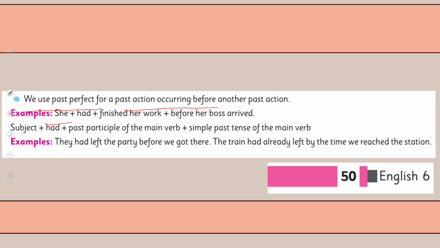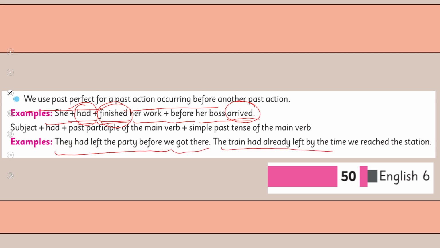She had finished her work before her boss arrived. Had finished, third form, finished her work before her boss arrived. Another, the past form of arrive. So you can see the word had, and the past form of these two different verbs. So this tells you that it's a past perfect tense for a past action that occurs before another action in the past. For example, they had left the party before we got here.